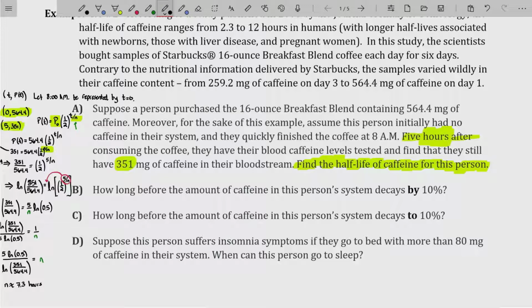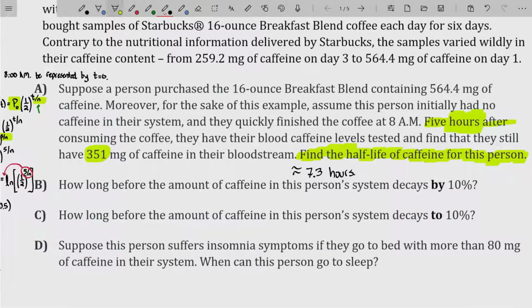It's roughly 7.3 hours. And now they're asking, how long will it be before the amount of caffeine in this person's system decays by 10%? I'm trying to really get you to think about words here. If you want the amount of caffeine in this person's system to decay by 10%, that means that they still have 90%. It's only decayed by 10%, so they still have 90% in their system. So for this one, I'm actually going to go to the next page so that we have a clean page to work with. And I'll just zoom in there.